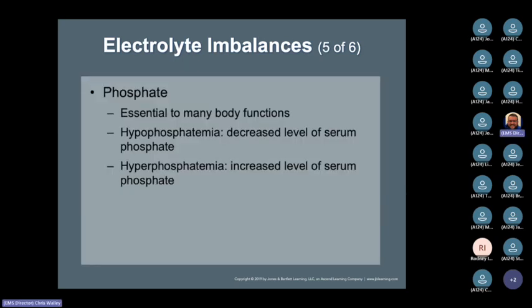All right, moving on. Phosphate is primarily an intracellular anion. It is essential to many body functions.